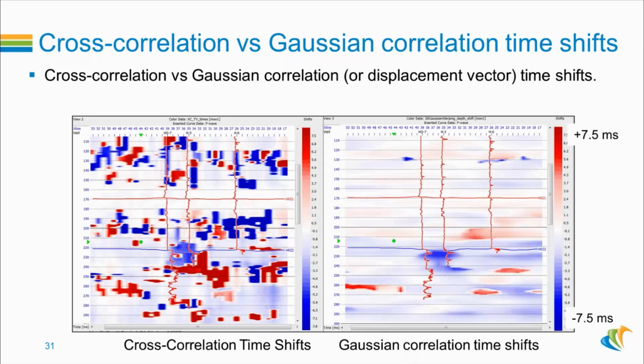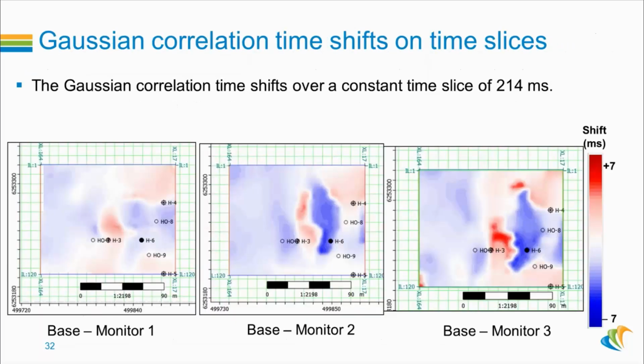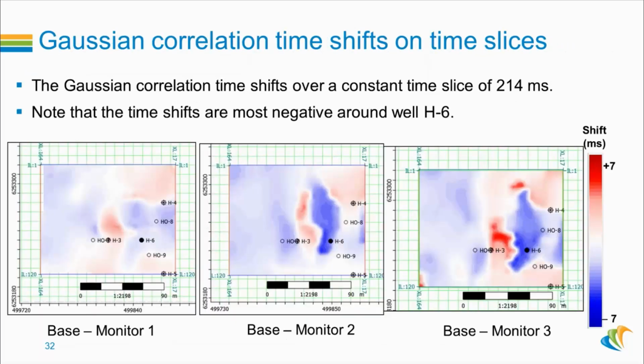So here's cross-correlation versus Gaussian correlation, or the displacement vector time shifts. This is in the vertical direction, and again you see they're less noisy than regular cross-correlation. Here are the shifts over a constant time slice of 214 milliseconds, and notice a very interesting thing now, they're much more continuous and spatially oriented than the previous ones, and you can see when we get to base minus monitor 3 how that area around H6 has expanded.